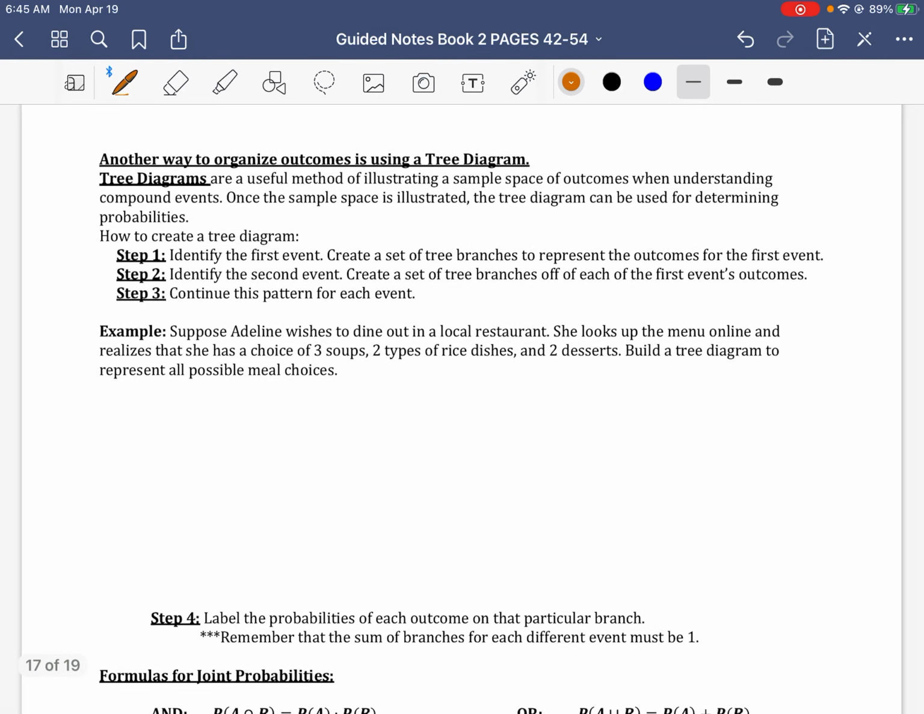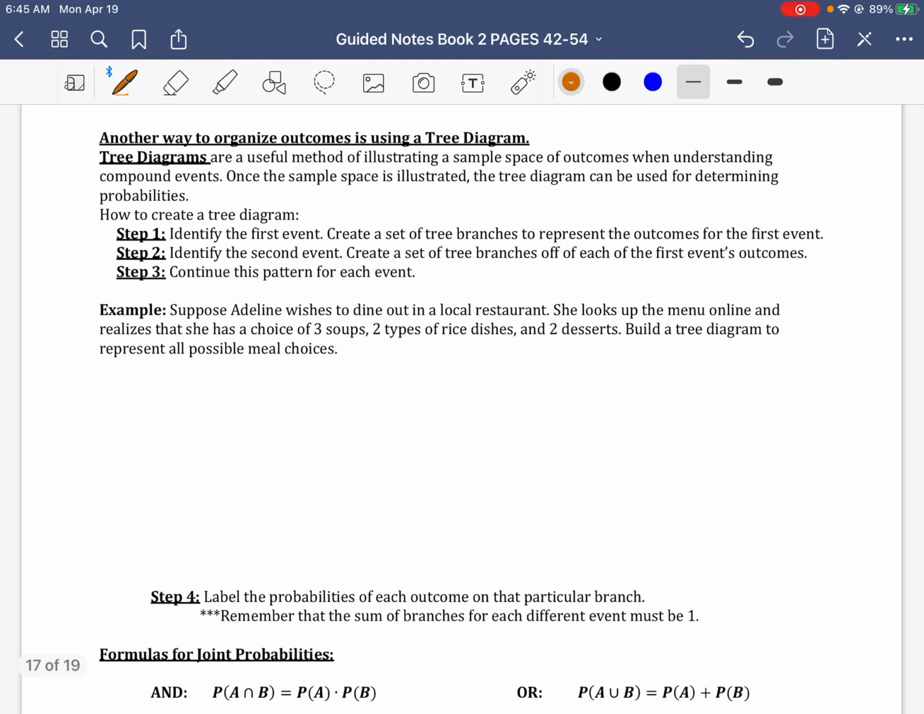Let's talk about how to organize outcomes on a tree diagram. Tree diagrams are a useful method of illustrating a sample space of outcomes when understanding compound events, so more than one thing happening. Once the sample space is illustrated, then we can talk about the tree diagram and the branches and which ones apply to what we're trying to find. So this is how to create one.